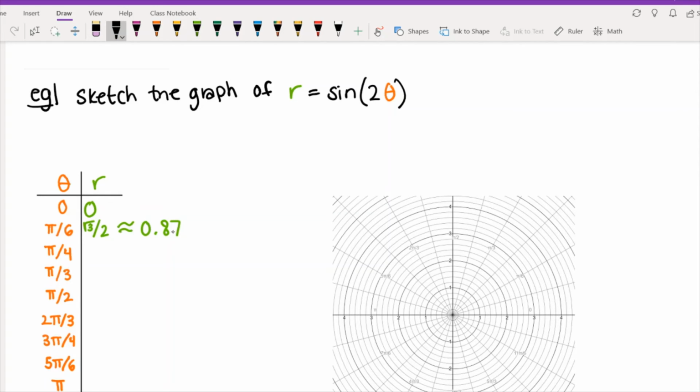So how would we find this third value? Now we would be doing sine of 2 times pi over 4. And what is 2 times pi over 4? Well, that would be pi over 2. And so what is sine of pi over 2? That would be equal to 1.